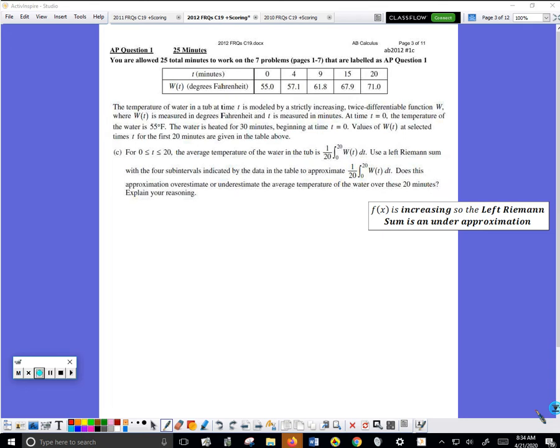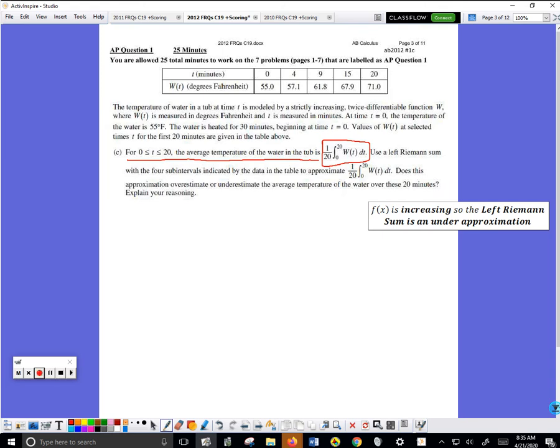For time 0 to time 20, the average temperature of the water in the tub is this formula. They actually are not testing you on remembering that formula or finding it on your notes, but this was still a good problem to put on a practice test because they gave you the formula, which they might do on the actual test. Use a left Riemann sum with the 4 subintervals indicated by data in the table to approximate the integral.